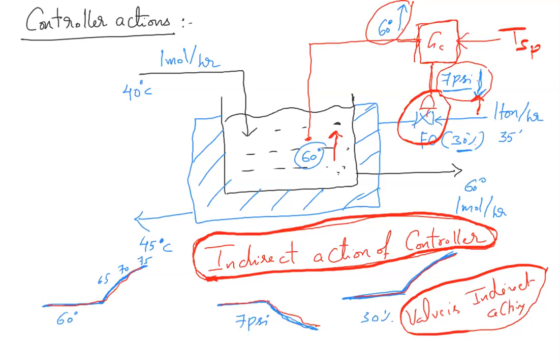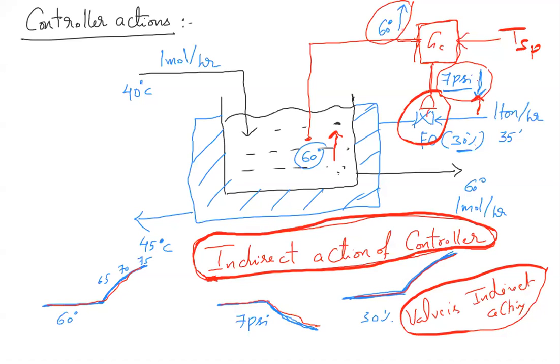See, if it is fail to open type, if the temperature signal increases, the pressure signal decreases. That is indirect. If the valve is fail to close, then if the temperature signal increases, the pressure signal also increases. Correct.